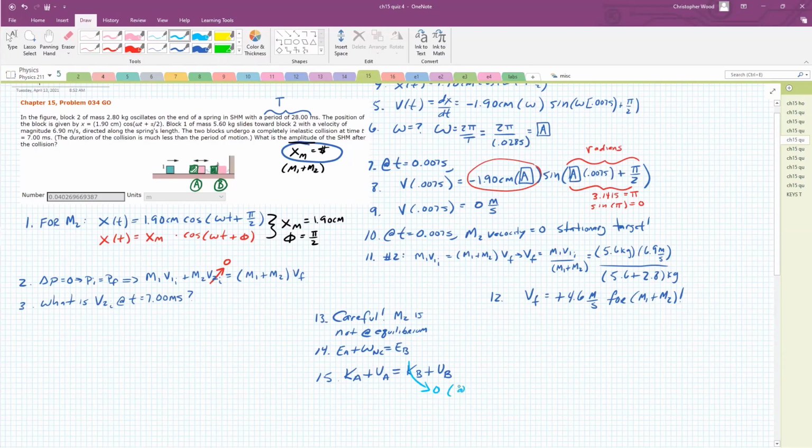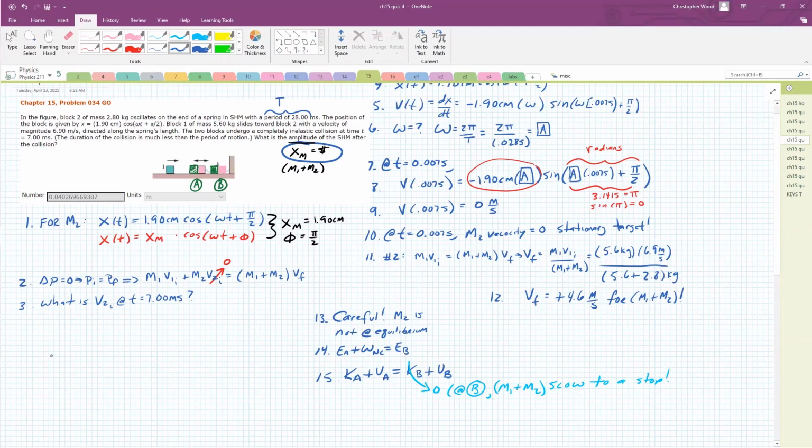And I'll say at energy state B, M1 plus M2 slow to a stop. That's what I'm calling energy state B, slow to a stop. Okay, so any other low-hanging fruit? No, because I have some elastic potential energy at A and I have some elastic potential energy at B. So let's keep going with this.